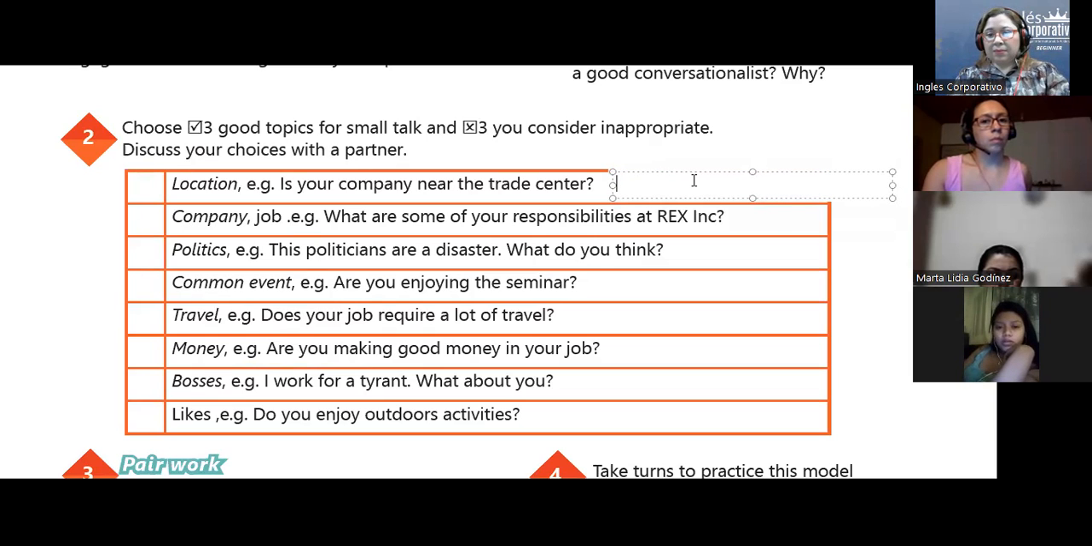For example, is your company across the park? Excellent. Okay, we could think about the branches, right? What countries is your company in? Or maybe where are the headquarters of your company? Where is your company located? Podemos nosotros hacer cualquier pregunta relacionada con lugares, ¿verdad? Con lugares.